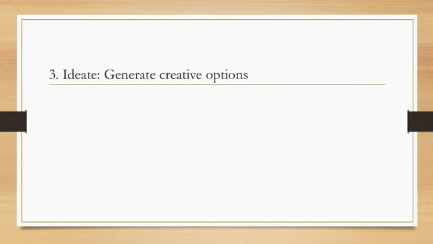The third element is ideation. This is when the team generates creative options. Here are some examples, certainly not a comprehensive list, of ideation exercises. Brainstorming. There are several types of brainstorming activities.